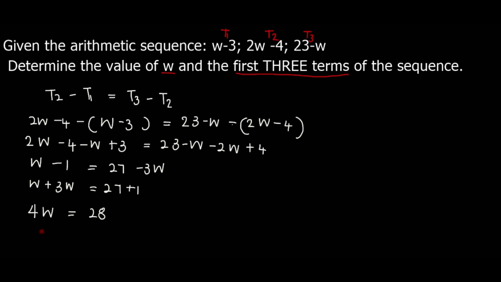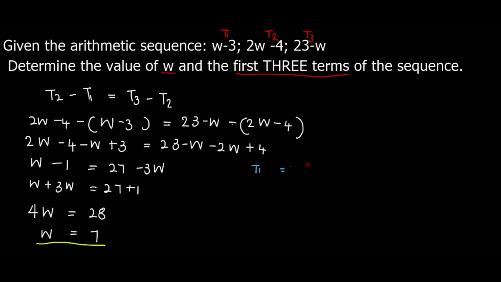So in this case w is equals to 7, because 28 divided by 4 is 7. So this is our answer for w. Recalculate the value of w. And then because question area determine our first 3 terms, this means our w substitute to our terms.